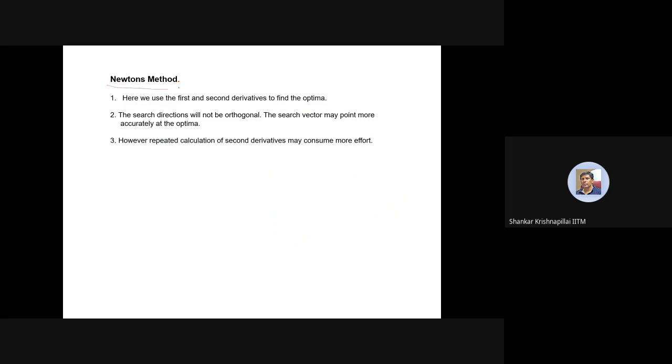So there's another method called Newton's method. We already studied the one variable version of Newton's method. This is the two variable method. Here we use first and second derivatives to find the optima. The search directions will not be orthogonal, so the search vector may point more accurately at the optima. That is the advantage of Newton's method. It may be faster than Cauchy's method, which keeps on making an infinite number of right-handed turns. However, one disadvantage of Newton's method is that you have to find the second derivative matrix also. That will take some time.